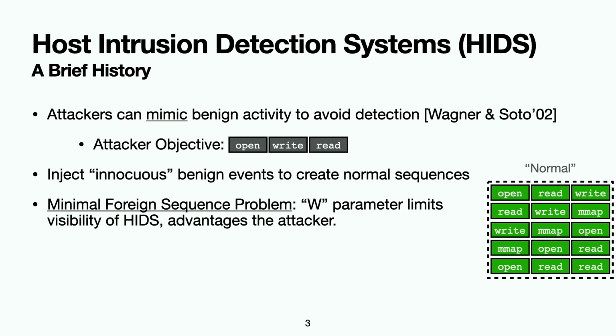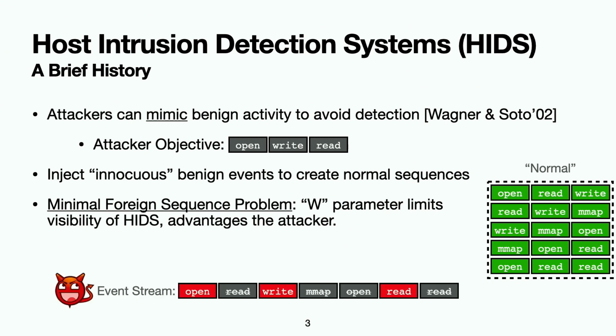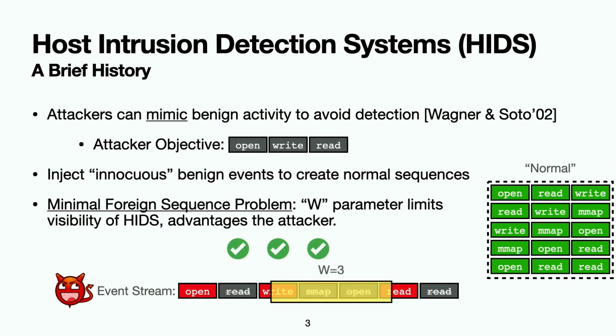In 2002, Wagner and Soto came up with the idea that an attacker could space out their attack objective so that they could evade detection. If we look at the attacker objective of an open, write, and read, we see that the open, write, and read are not part of our normal database. However, an attacker could space out the attack by injecting analogous activity to create an event stream that looks like this. This event stream, when passed into Forest IDS, would not raise any flags.